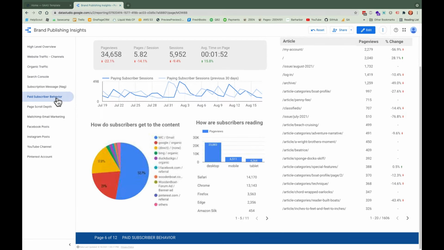This dashboard is all about the behavior of the logged in and paying subscriber. So let's talk about that. Correct. Yeah.